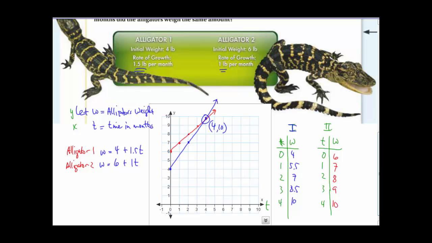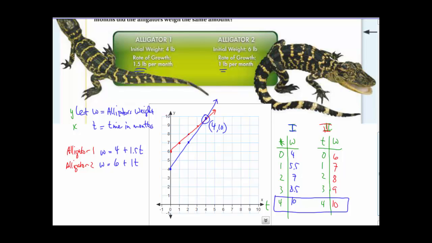Welcome back. If you notice on the left here, we had the blue, or alligator 1, and on the right we had the red, or alligator 2. By plugging in 0, 1, 2, 3, 4, we got the points 4, 5.5, 7, 8.5, and 10 for alligator 1. And we had 0, 6, 1, 7, 2, 8, 3, 9, and 4, 10 for alligator 2. We could have kept going if we needed to, but at this point, 4, 10, which is on both graphs, is the intersection of both lines.